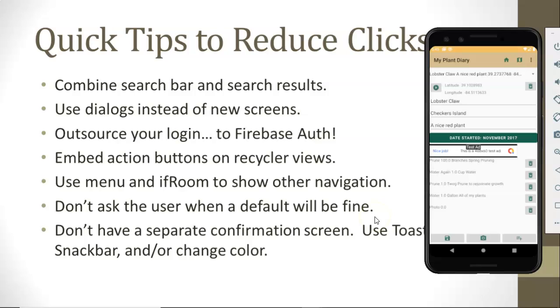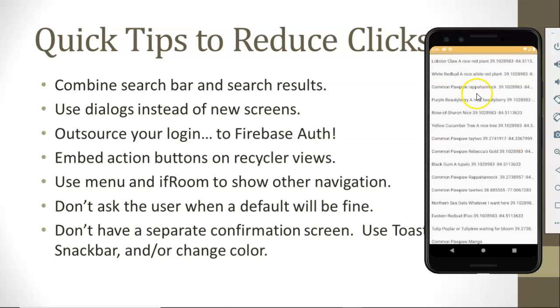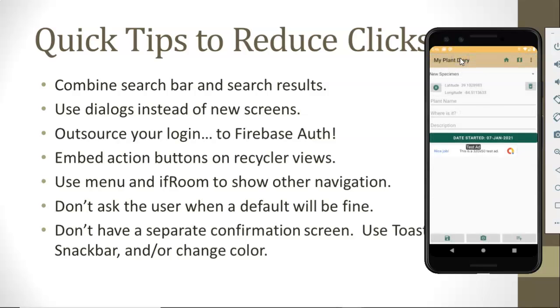Next, don't have a separate confirmation screen. Use a toast, a snack bar, and/or change color. This is a nice, subtle way to tell the user that something has happened successfully without actually requiring another click. So one thing that I do on this is when I save an item, it refreshes and goes to a new item, and then you know it's saved, and then you can also verify that it's been saved by going up to the spinner at the top and looking for the plant that you have just saved.